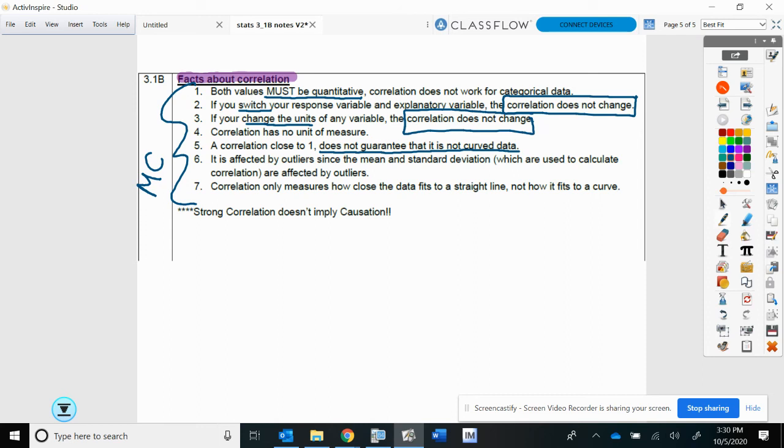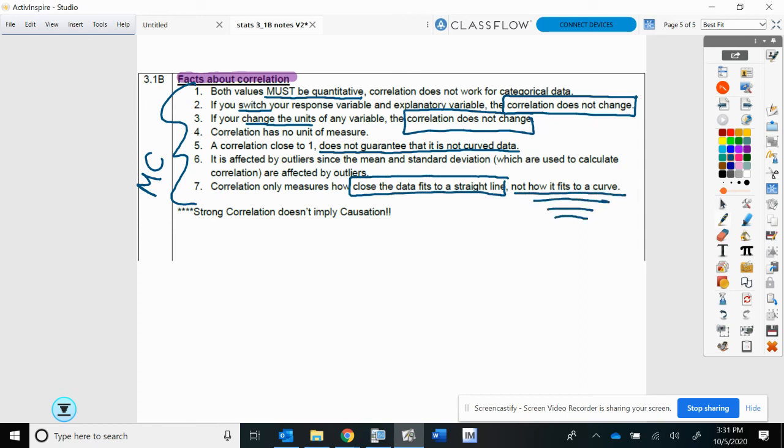Correlation is greatly affected by outliers since it is calculated with mean and standard deviation. So just be aware of that. Correlation only measures how close the data fits to a straight line, not how it fits to a curve. So be very aware of that.